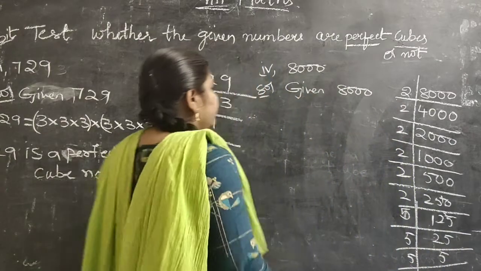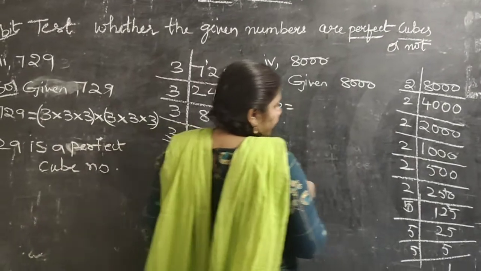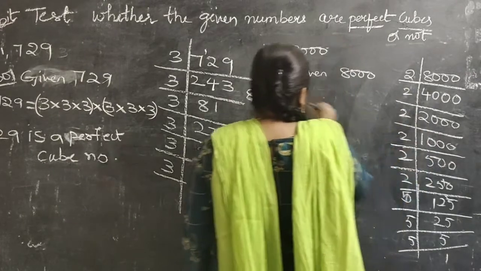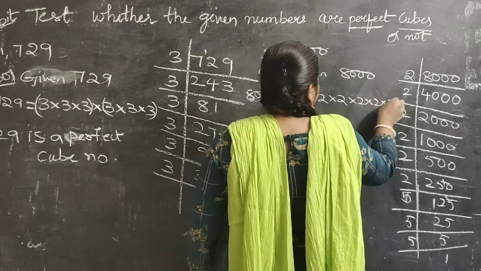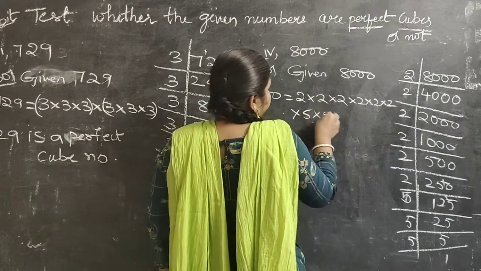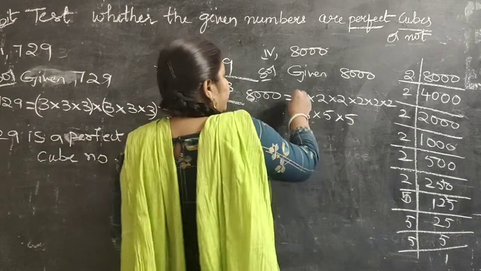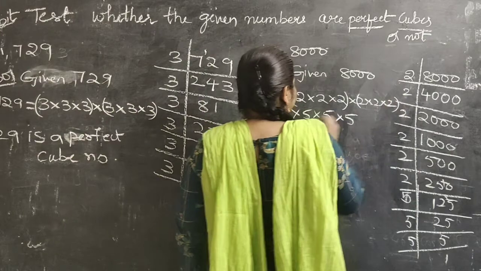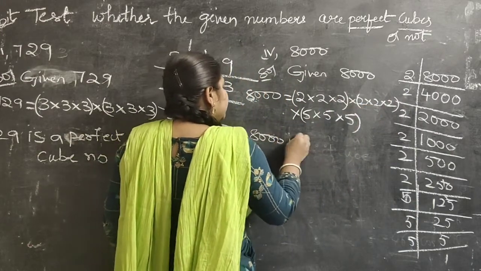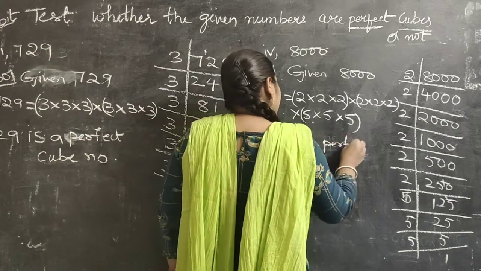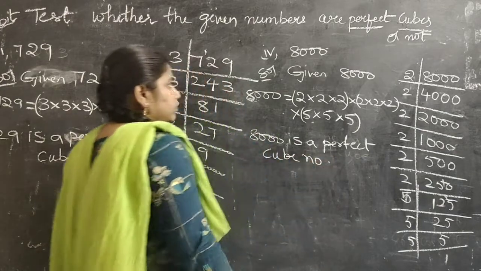So this 8000 we can write in the form of 2 into 2 into 2 into 2 into 2 into 2 into 5 into 5 into 5. So what do you mean by perfect cube? Perfect cube means product of 3 equal factors forms a perfect cube. So all are perfect cubes only here. So 8000 is a perfect cube number. So last one.